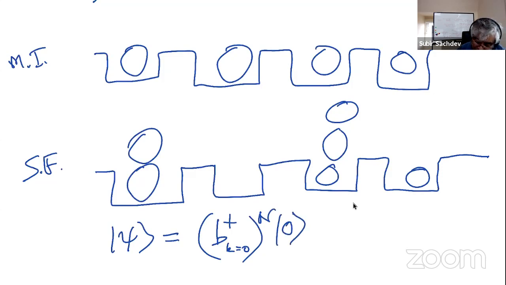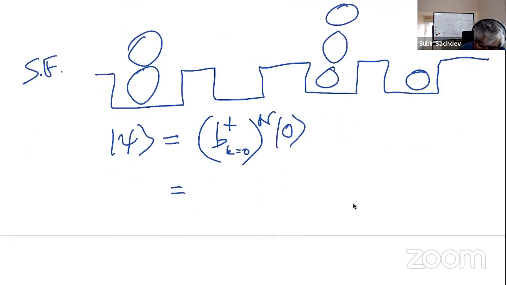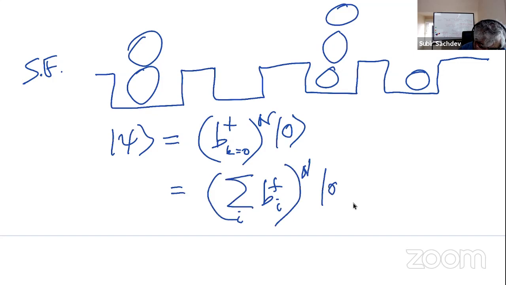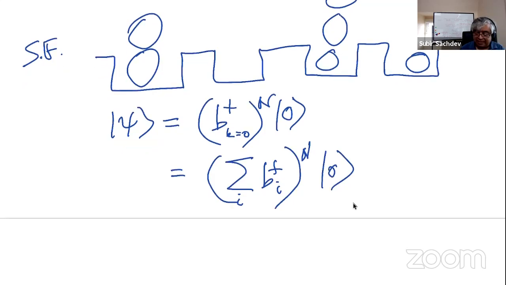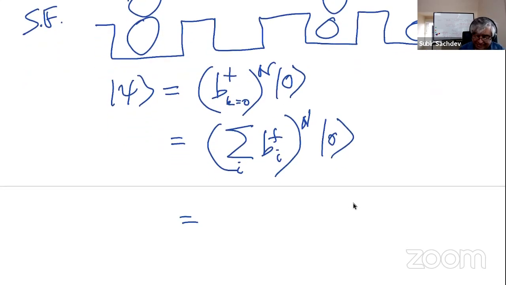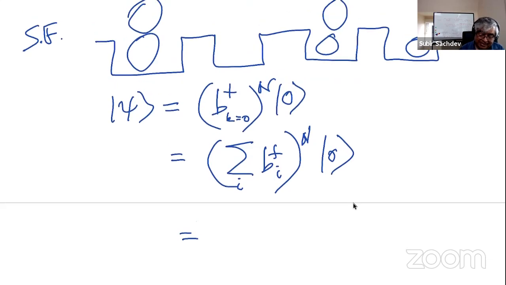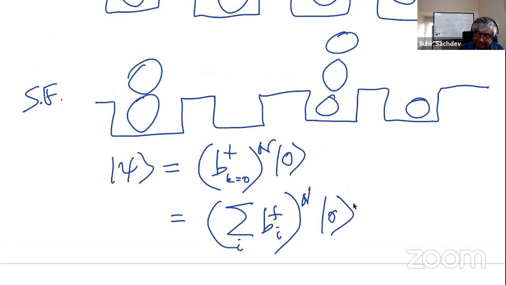But now I can also write this as a sum over I of b dagger I on every site to the power n, acting on 0. So now if we expand this out, it has lots and lots of terms. It has the nth power of one site and the fifth power of the second site, so that all of them add up to n. Everything is allowed in this expansion.